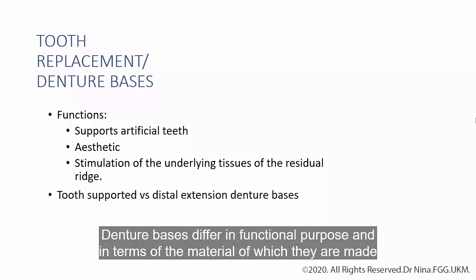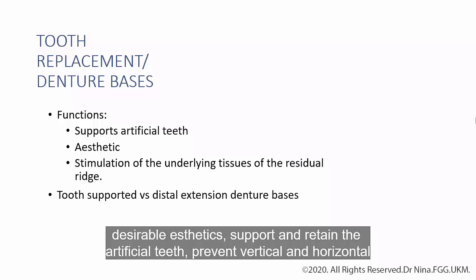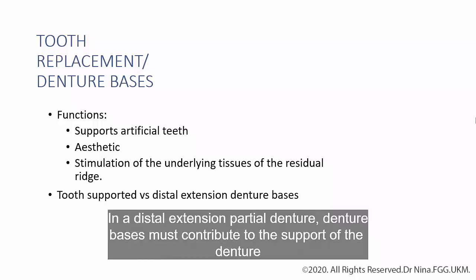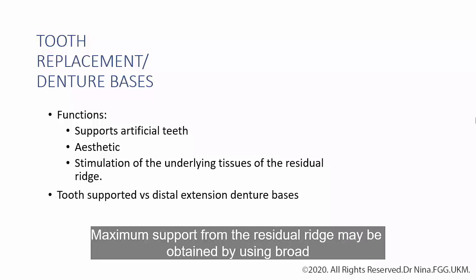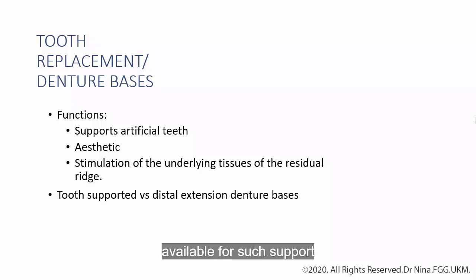Denture bases differ in functional purpose and may differ in terms of the material of which they are made. Tooth-supported partial denture bases that replace anterior teeth must function to give desirable aesthetics, support and retain the artificial teeth, prevent vertical and horizontal migration of remaining natural teeth, eliminate undesirable food traps, and stimulate the underlying tissues. In distal extension partial denture bases must contribute to the support of the denture. Maximum support from the residual ridge may be obtained by using broad, accurate denture bases, which spread the occlusal load equitably over the entire area available for such support.